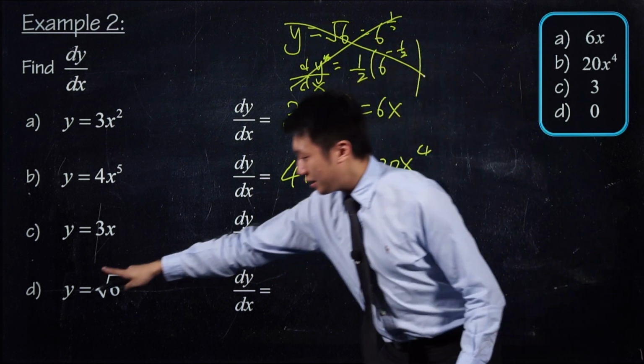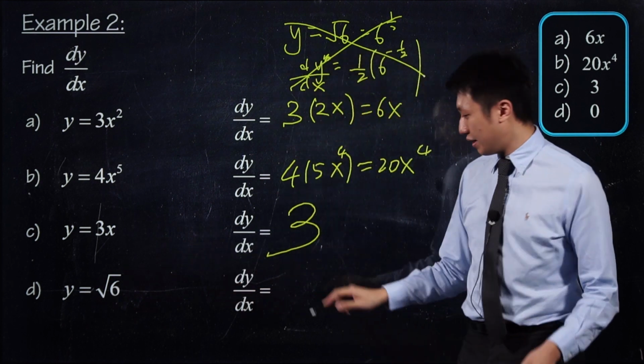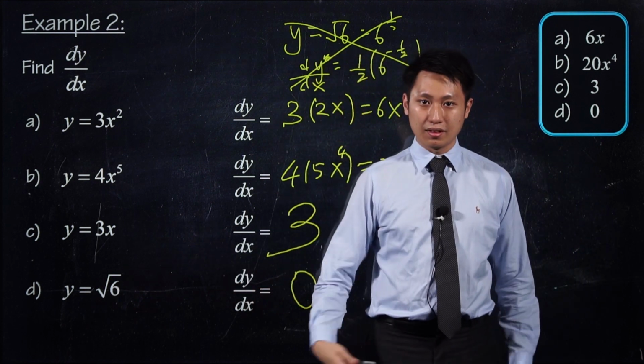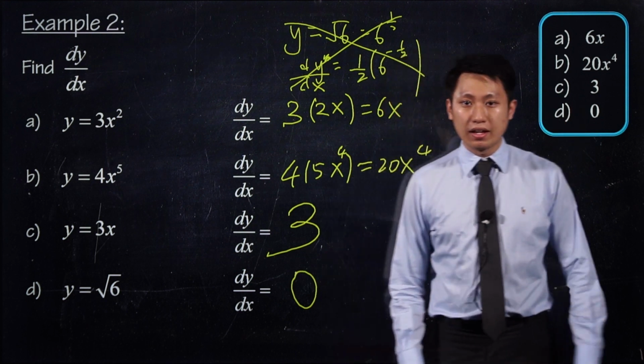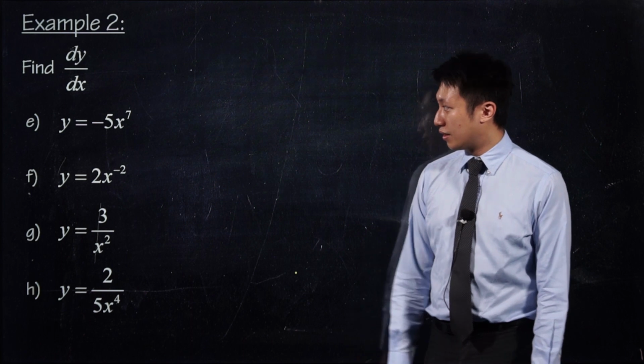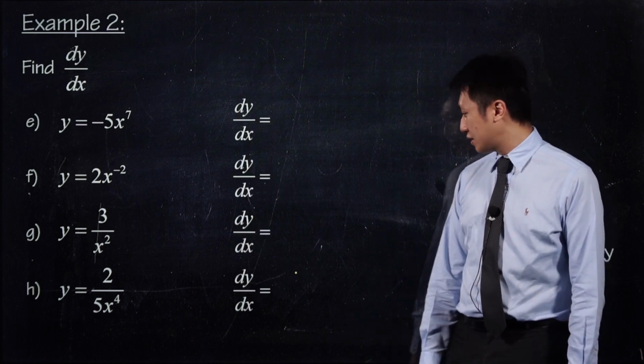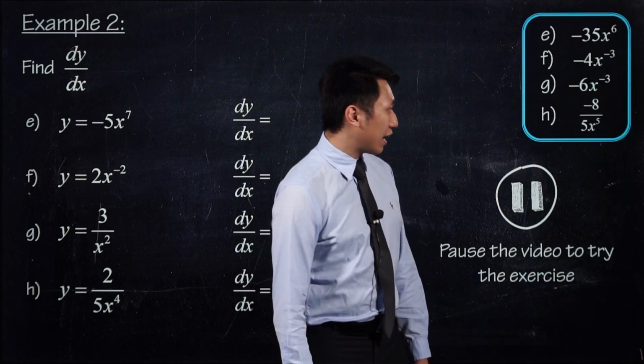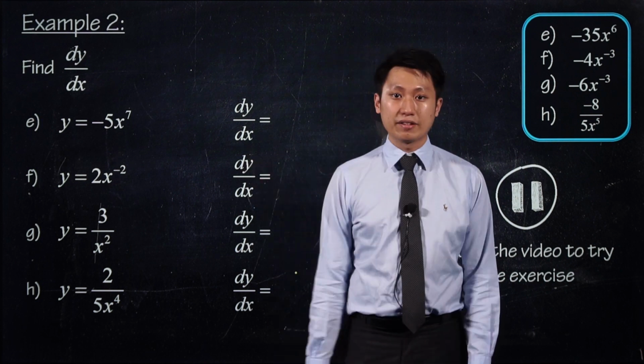Okay, so this one is a constant. You differentiate, you directly get 0. Nothing. Okay, 0. Okay, yes. Okay, next one. Again, I'm going to do this. Pause the video and I'll show you the answer here. So you can try this one first.